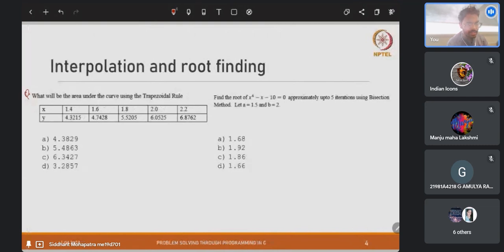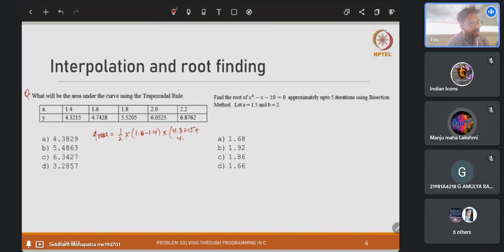I am going to directly write the area under the curve. The area would be half into 1.6 minus 1.4, that is the height, into the sum of the sides, which is 4.3215 plus, sorry. Sir, we should consider either the upper limit and lower limit, no sir?